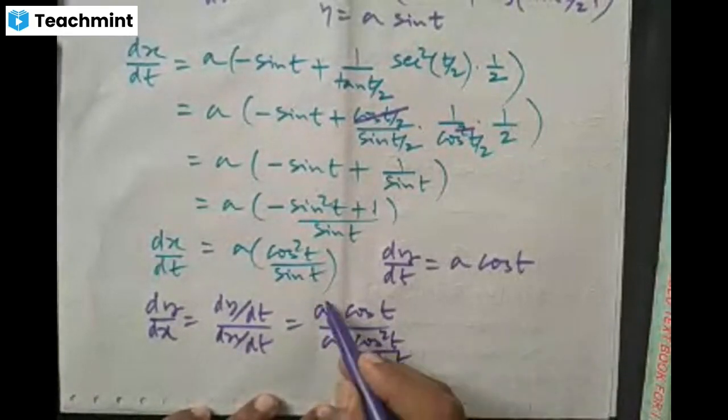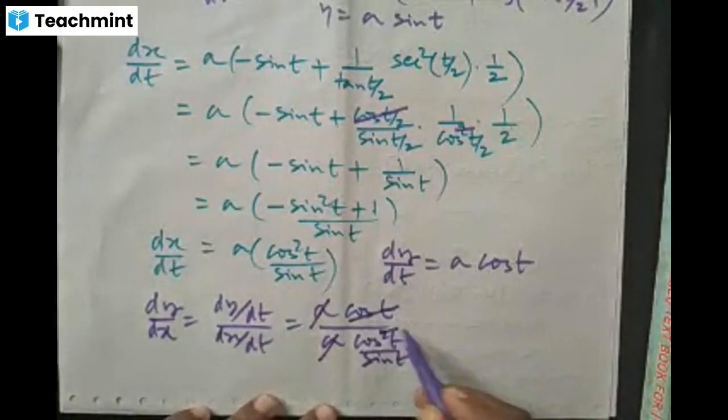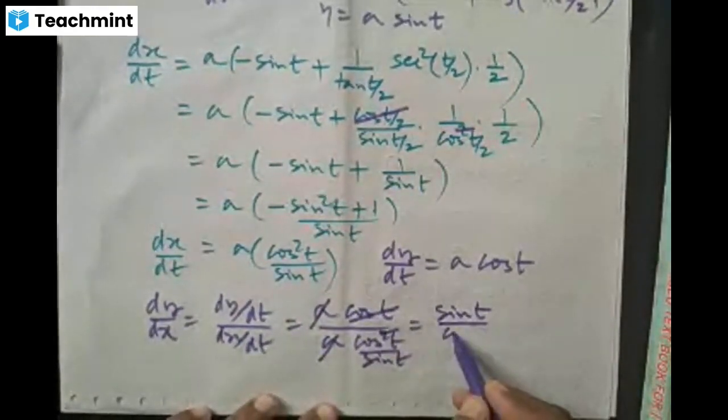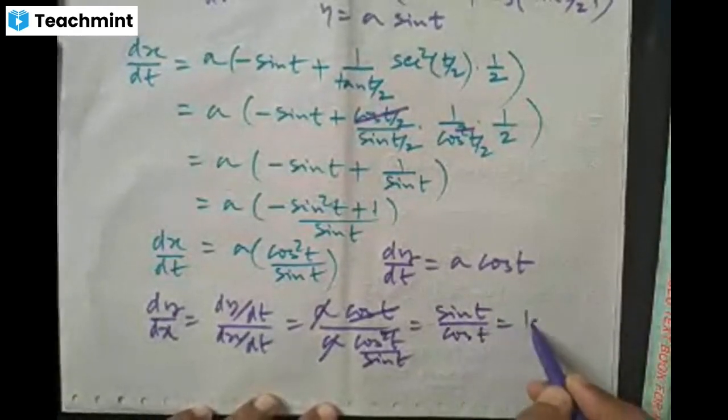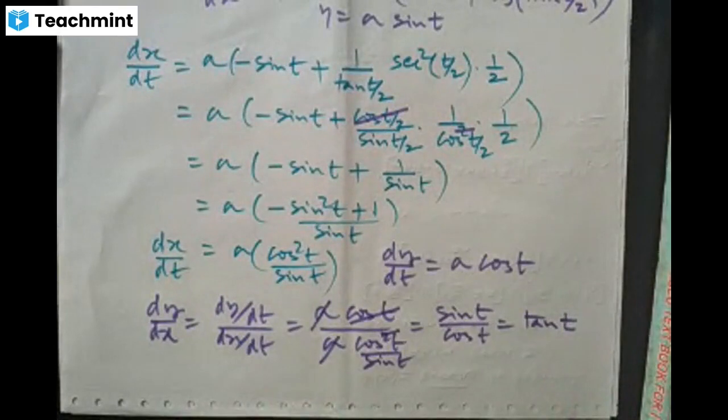Correct? Simplify this further. You can cancel out a and a. You can cancel out cos t and cos t. Right? So sin t goes to the numerator. So sin t by cos t. So finally we get tan t as dy by dx. Right? So this is a very important problem.